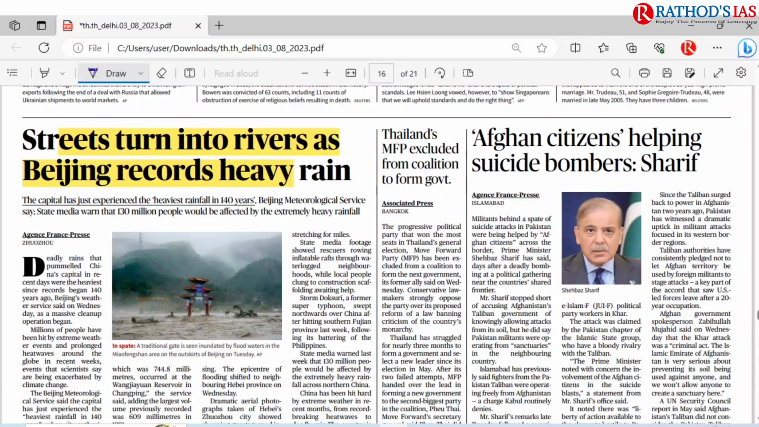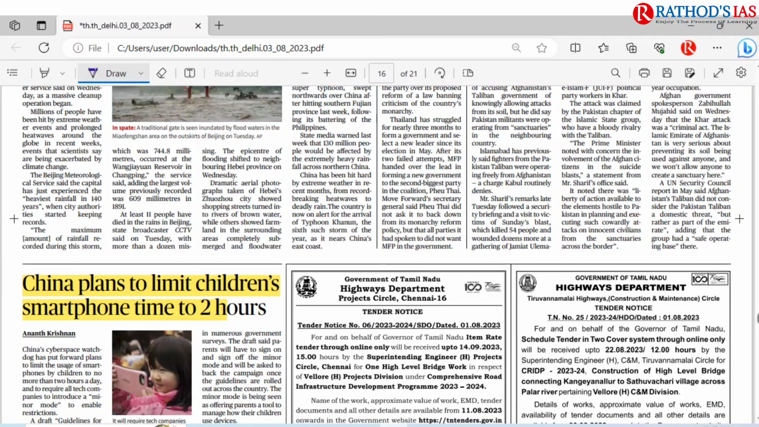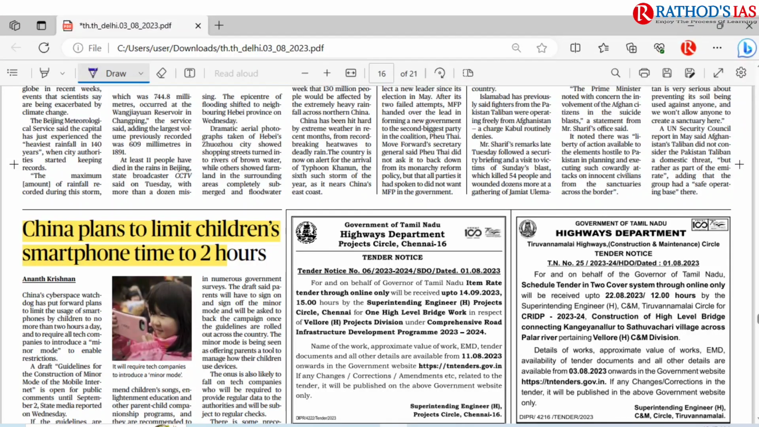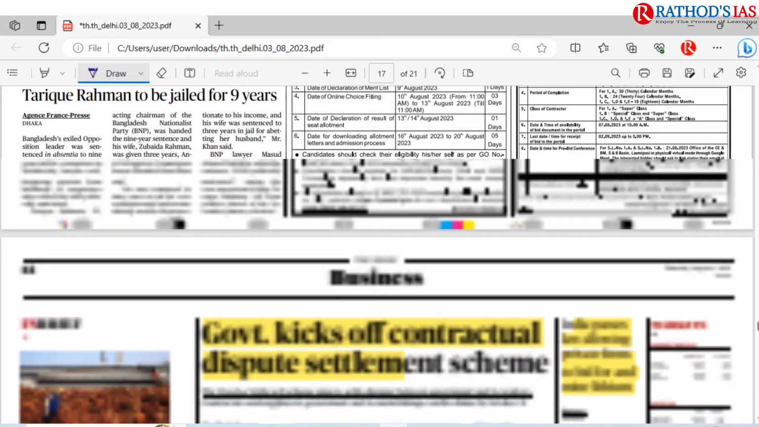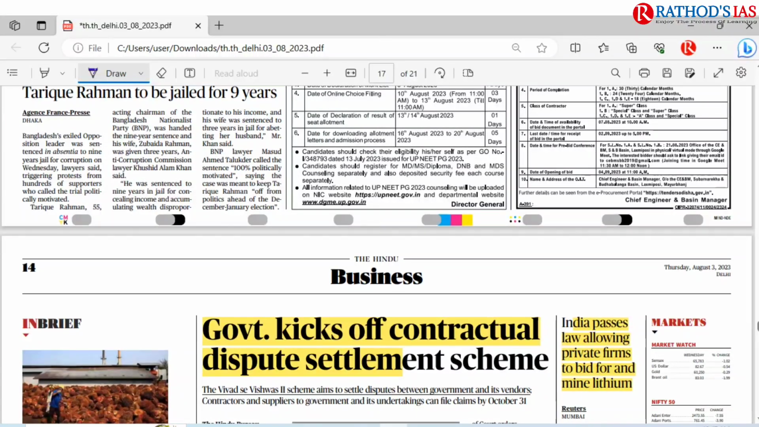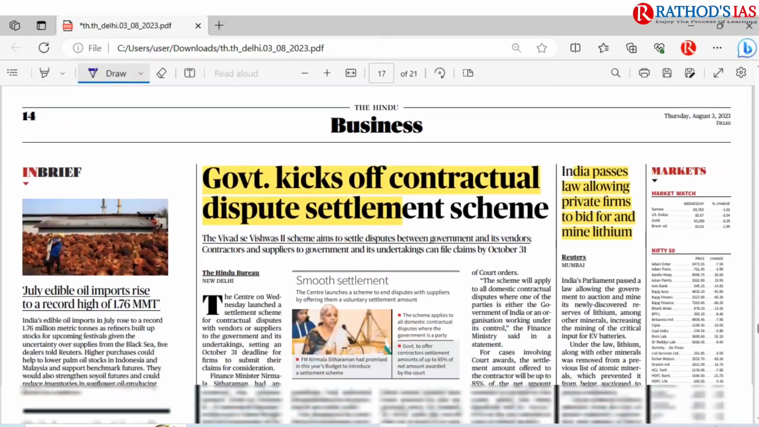And in the world page you can see streets turn into rivers as Beijing records heavy rainfall. So not only in India but even China is facing devastating floods now. And this one is China plans to limit children's smartphone time to 2 hours. So let me know your opinion whether this is a good step or not. If you are a bureaucrat, what is your opinion regarding limiting smartphone usage in children? Whether it has positives or negatives. So let me know your opinion.